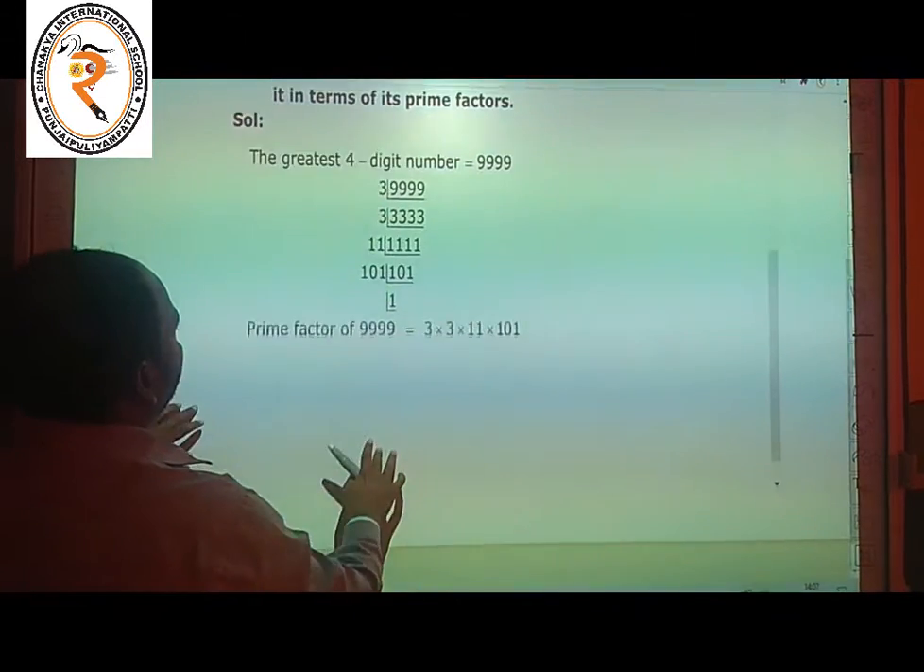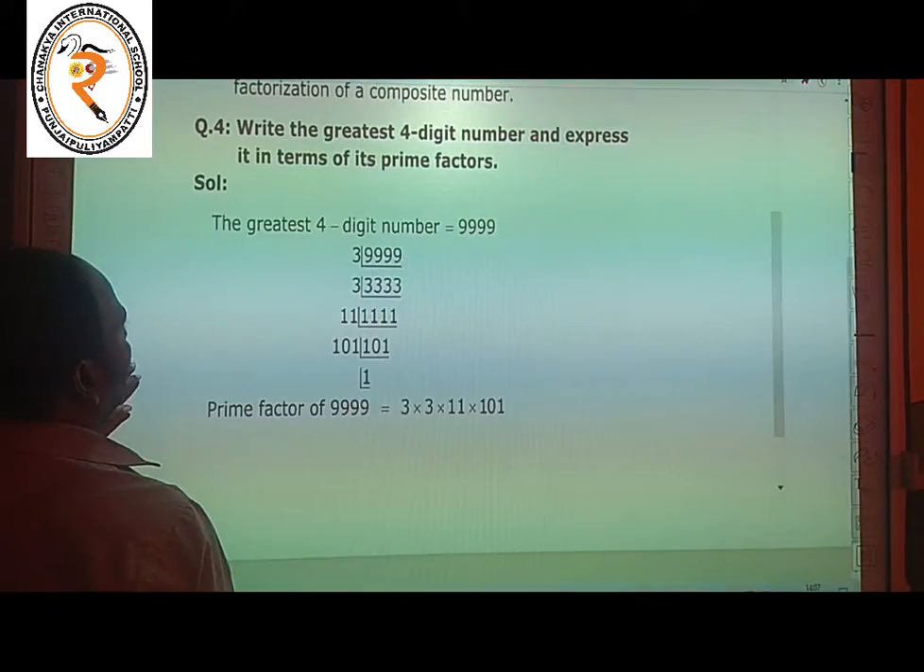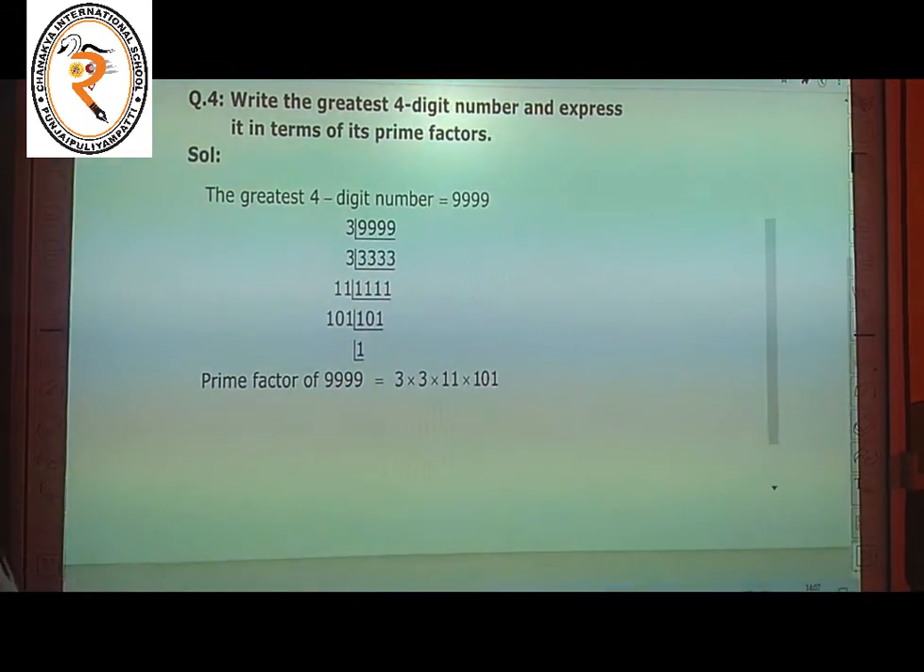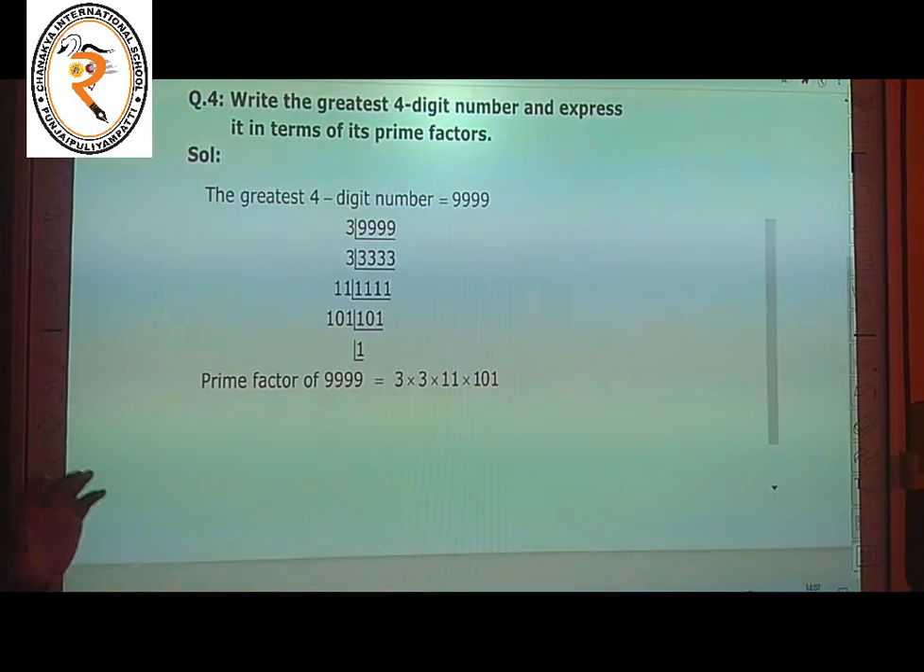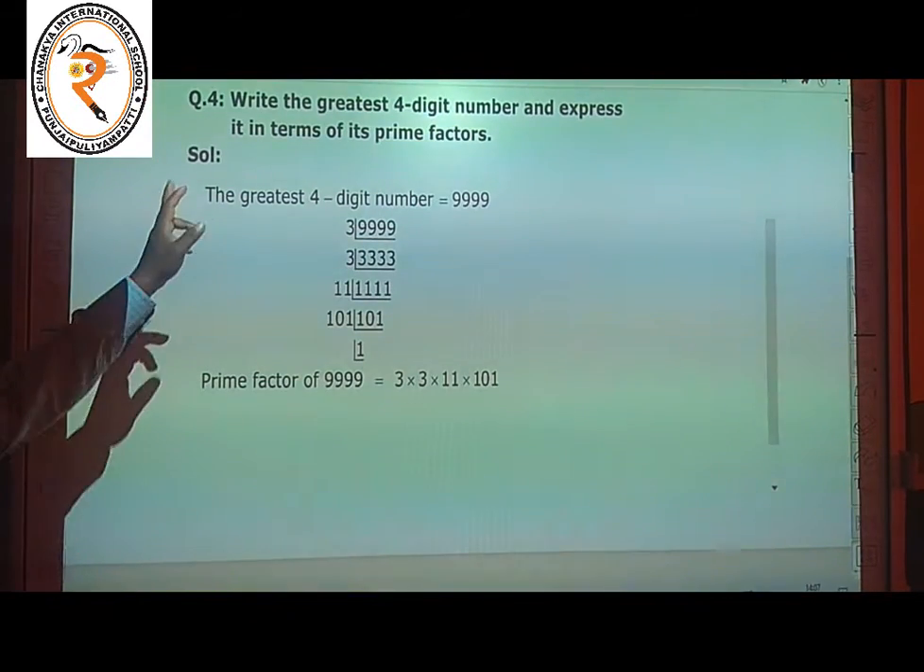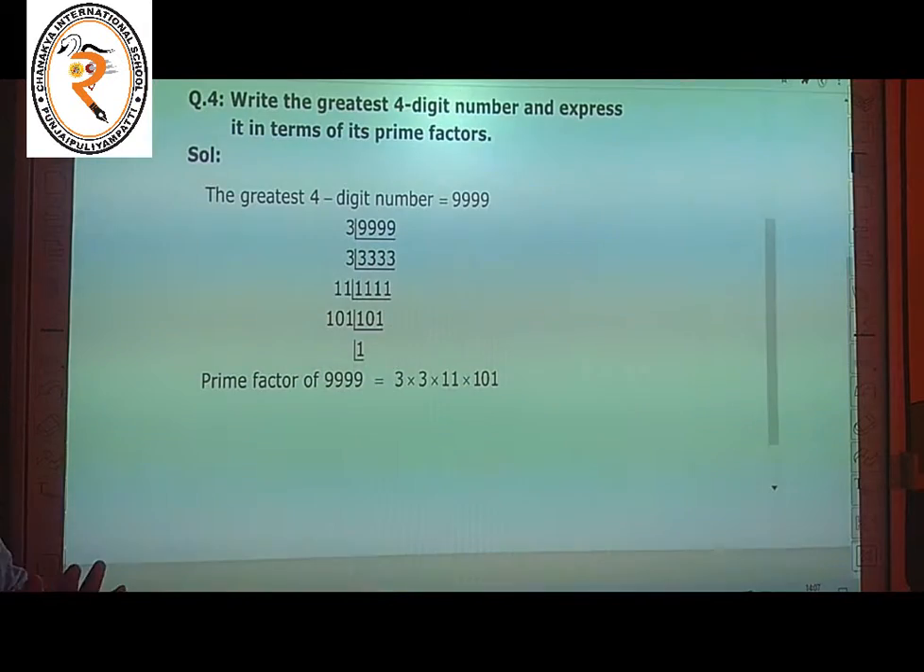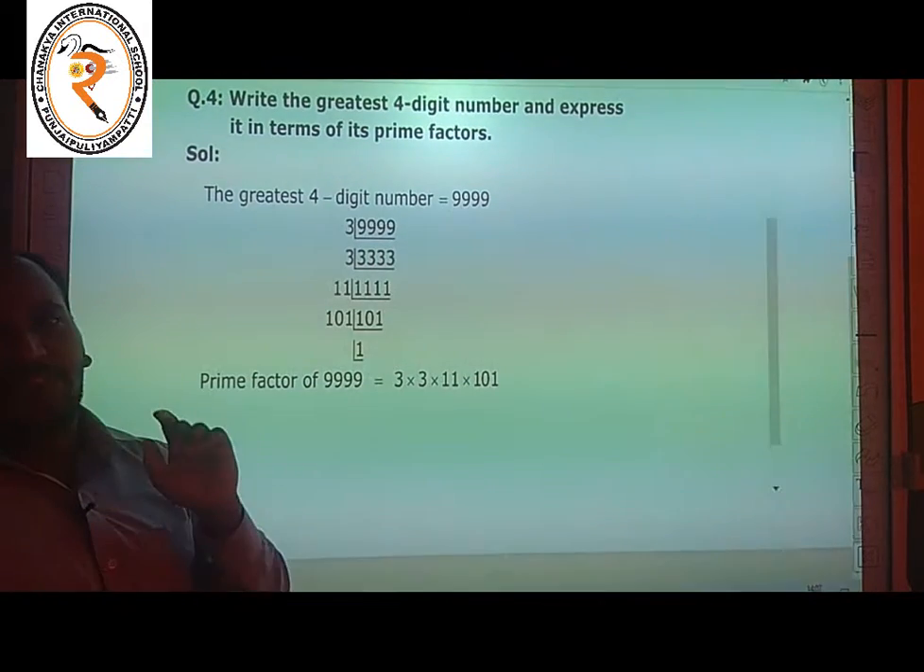Question number 4 is: write the greatest 4-digit number and express it in terms of prime factors. We want the prime factors. Write the greatest 4-digit number. Already we know the greatest 4-digit number.